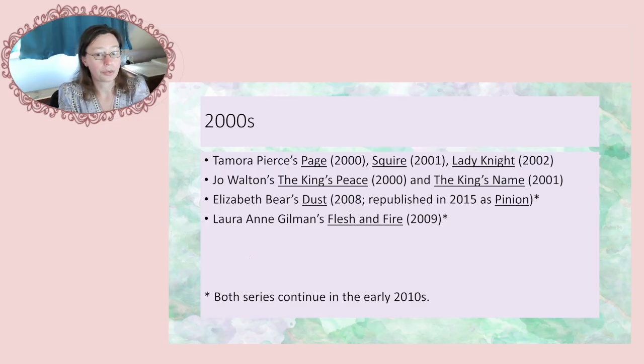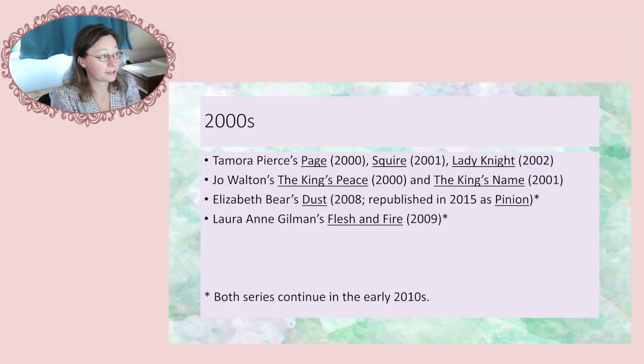Not with the representation with these books in the way that it is, to be honest. We also have Joe Walton's The King's Peace and The King's Name from 2000 and 2001. The 3rd book in the series is not included here because that is a prequel that does not deal with Sulian, and the Aspec incidental representation in this book is very, very specifically the Sulian duology that is made up by The King's Peace and The King's Name.